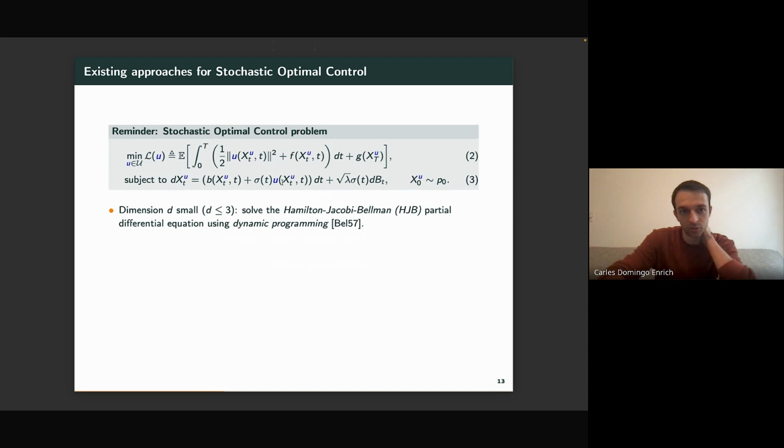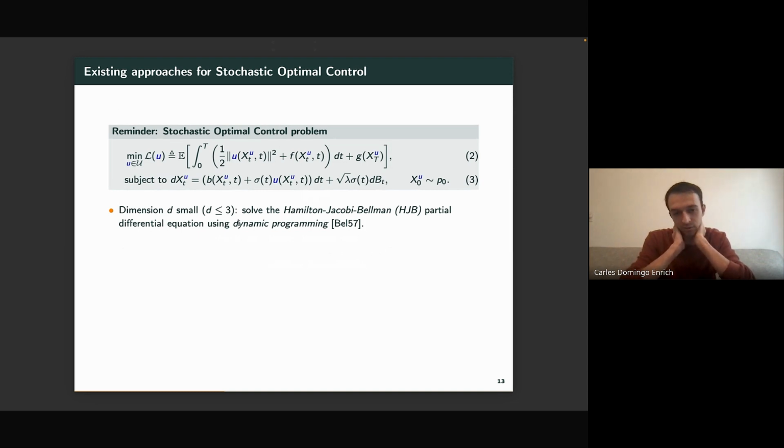Okay, so now I'll switch to existing approaches for SOC. This is a reminder of the control problem we're solving. When the dimension d is small, meaning d less than or equal to 3, you can solve the Hamilton-Jacobi-Bellman, or HJB, partial differential equation using dynamic programming. This is actually the context in which dynamic programming was introduced by Bellman in the 50s.